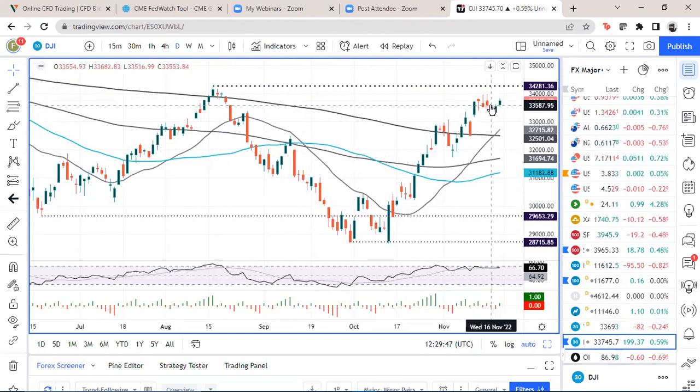But potentially, if we can break through last week's highs, then certainly a bullish consolidation pattern here. Otherwise, support at Friday's low, 33,239 potentially, and then we get a couple of moving averages that you can see here as potential support.